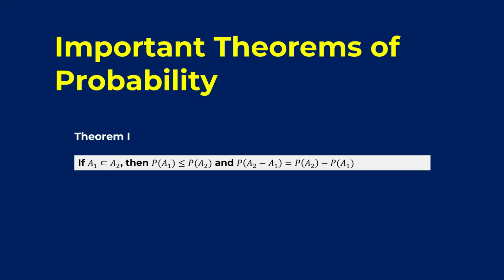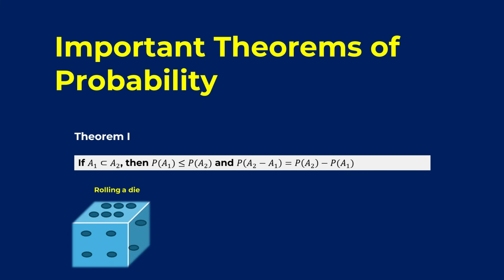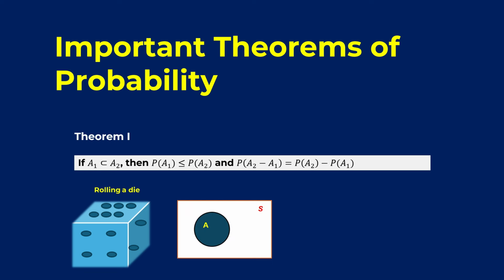Now let's see an example of rolling a die, and we will use the Venn diagram to explain our sample space and an event A. In this case, the sample space is a set containing numbers from 1 to 6, and event A is a set containing numbers from 1 to 3. So we can see that A is a subset of the sample space as all elements of A are contained in the sample space.